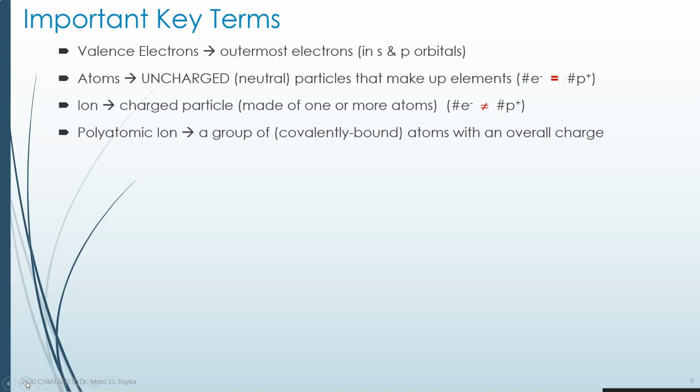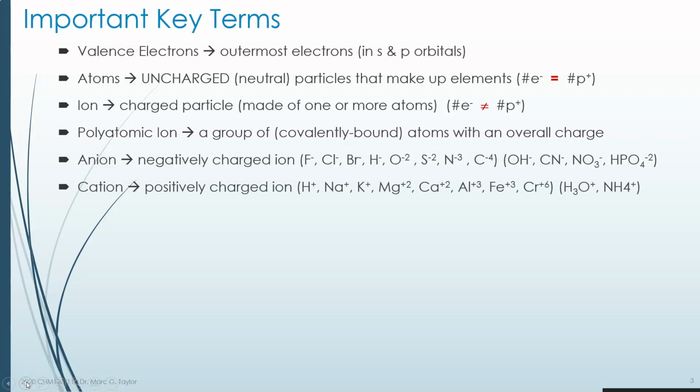Polyatomic ions are groups of ions, usually covalently bound. We're not going to worry about that. But they're groups of atoms that are bound to one another that have an overall charge for that group. And you typically find these within ionic compounds, ironically enough, and not covalently bound compounds. I know that seems a bit confusing.